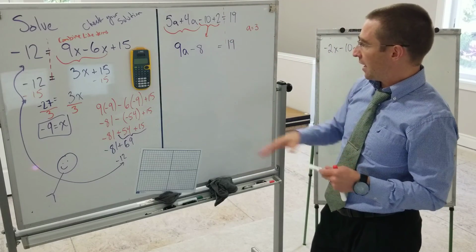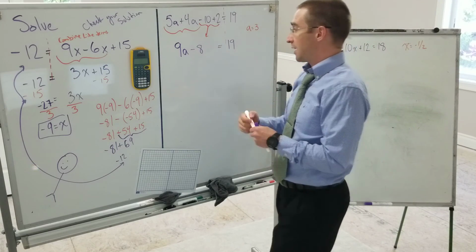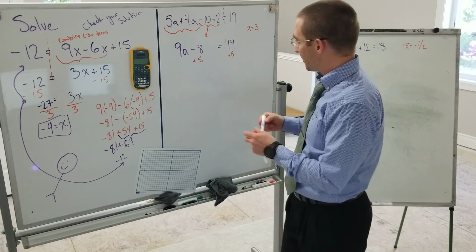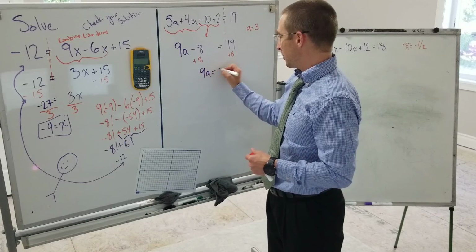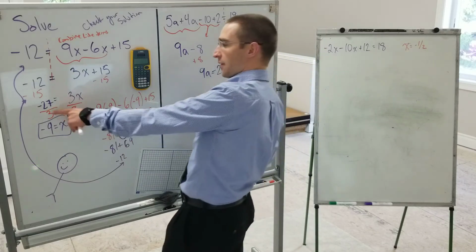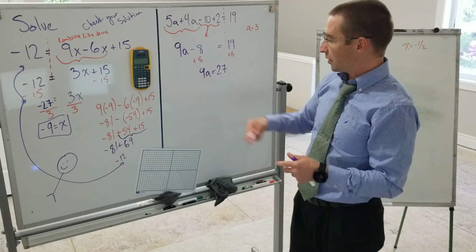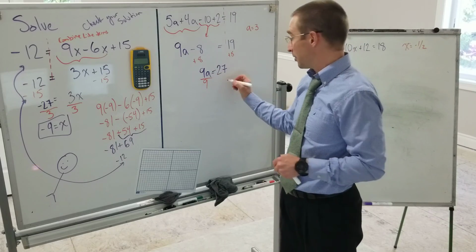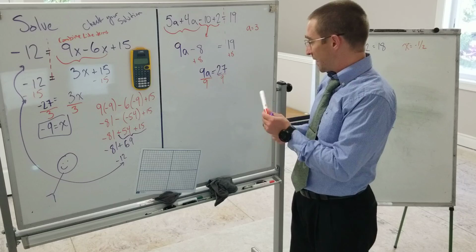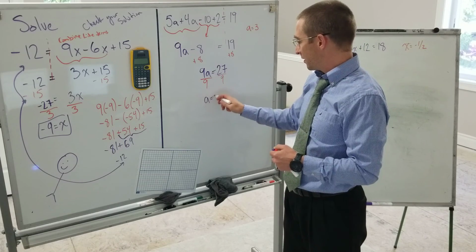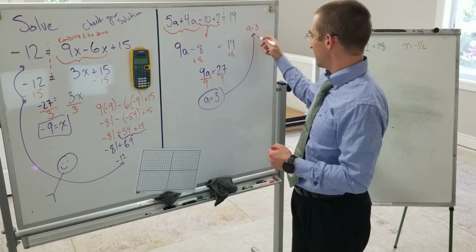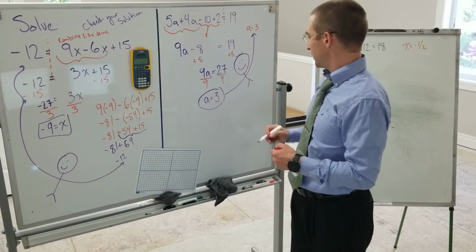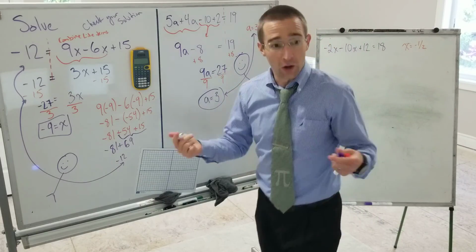All right. Now, simple two-step equation. 9a minus 8. I'm going to go plus 8, plus 8. Do the opposite of minus 8. That gives me 9a equals 27. Oh, look, 27. And then I'm going to divide by the 9, because 9a means 9 times a. Divide is the opposite of multiply. And we get a equals 3, just like we said. Cool. Hopefully that helped.